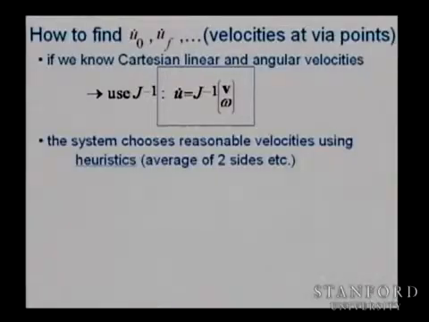Another way is you can have the system choose some reasonable velocities using heuristics. For example, if we have several links that we want to traverse in the trajectory, in addition to having continuous velocity, maybe we want to have some averages on each side of the motion so that you can have a blended continuous motion with the least amount of energy dissipated. So you can put this kind of heuristics, whatever is important for your type of motion that you're planning for, and have the system automatically compute the velocities.